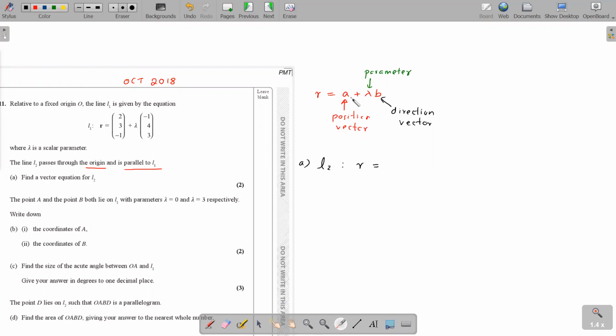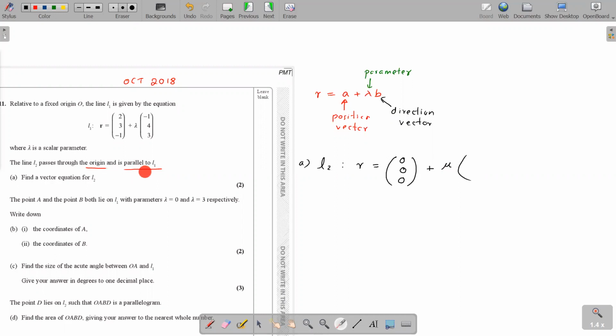However, the other part is the same, r equals a plus lambda b, where a is a position vector on the line. Now for line 2, they tell you it passes through the origin. So for a, I can use 0i, 0j, 0k because that's the origin. So r equals a plus, instead of lambda, use another parameter. You can use any other letter, s or t, or since they used lambda, I will go with mu.